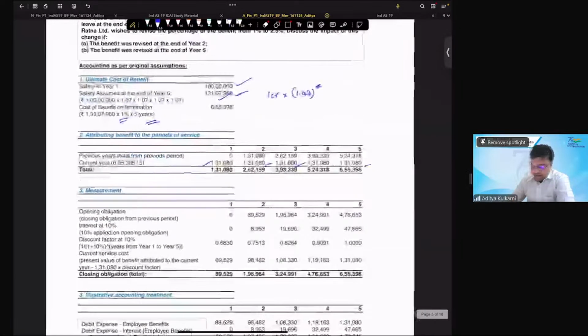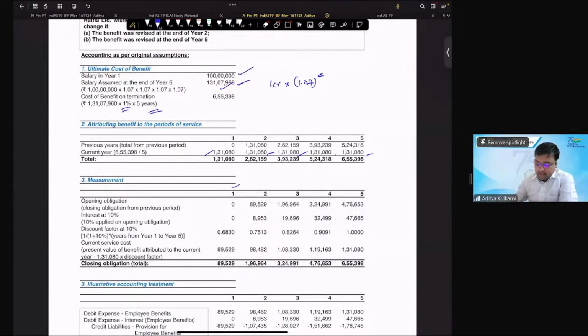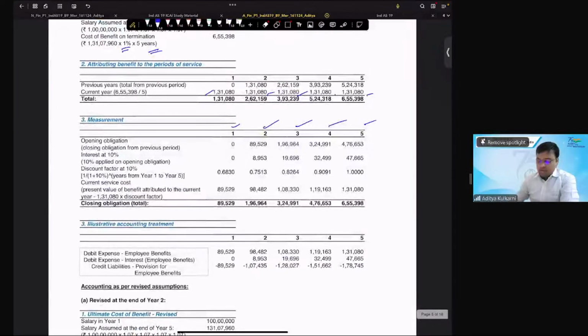And then the accrual. I don't think I need to explain this now, because this is exactly what we did for 45 lakhs in that earlier question. This is just a repeat of that, only the figures are different. So the illustrative accounting treatment: debit expense account, credit provision for liabilities, for both the interest as well as the employee benefits. Is it okay? Any doubts?